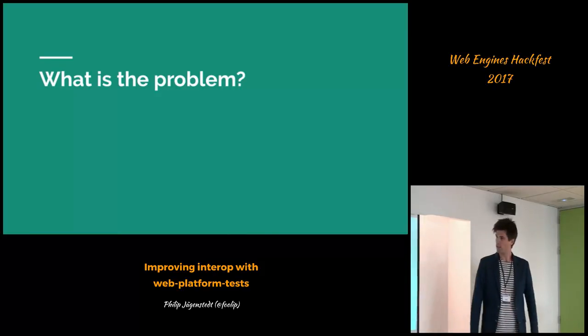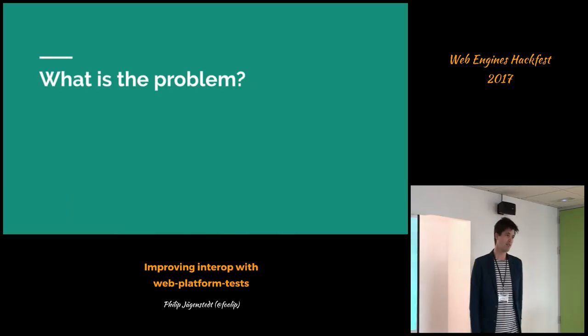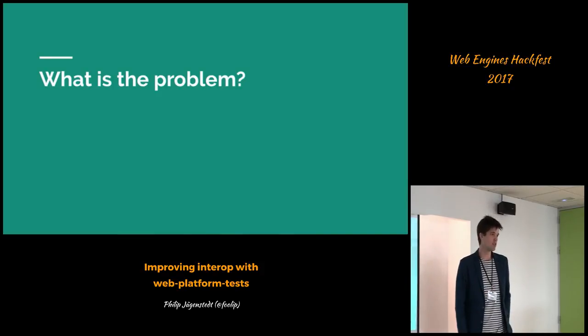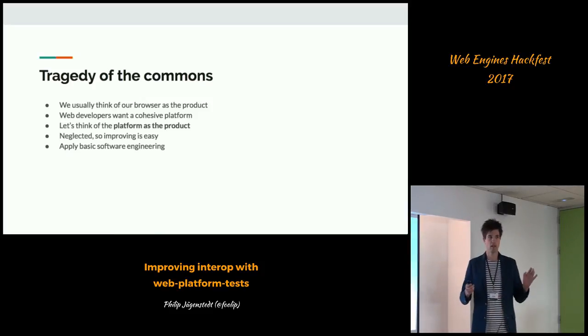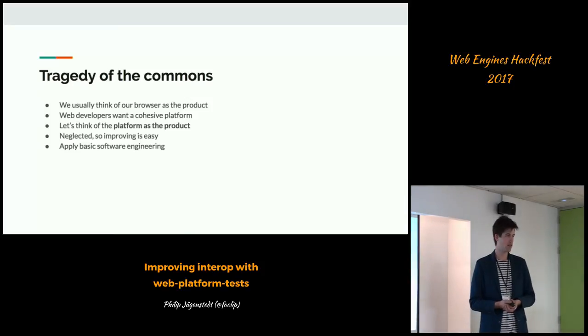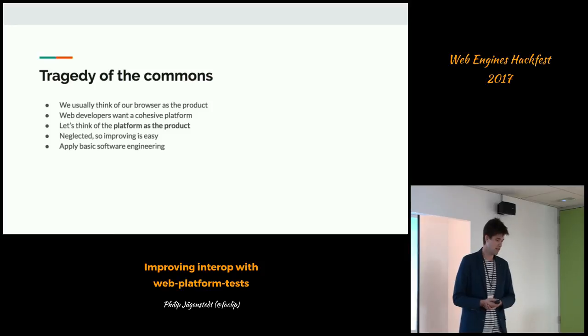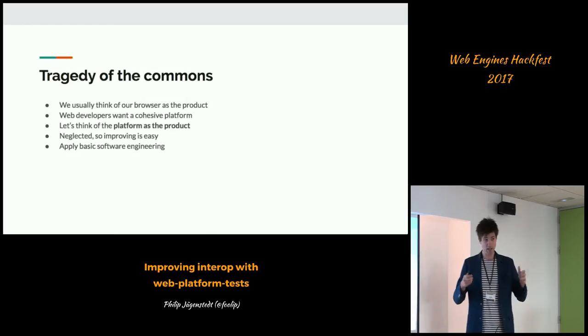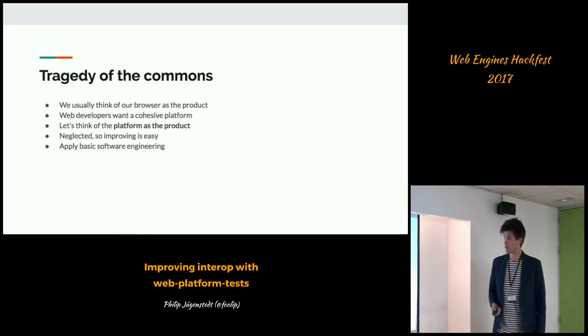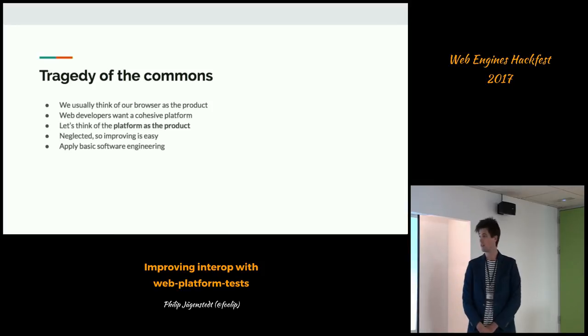So what is the problem? Are all platforms terrible like this? Is this just inevitable because there are currently four implementations of the web platform? Well, some tension is probably inevitable, but a lot of this is really kind of pointless. We're used to thinking of our own browsers as a product. I'm going to ship a new thing in Firefox, or I'm going to ship a new thing in Chrome. But web developers want a cohesive web platform. As far as possible, they just want to write for the web platform and have it just work. So to web developers, the web platform is the product.